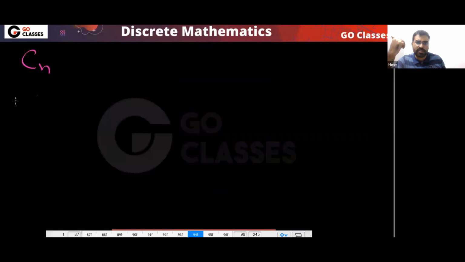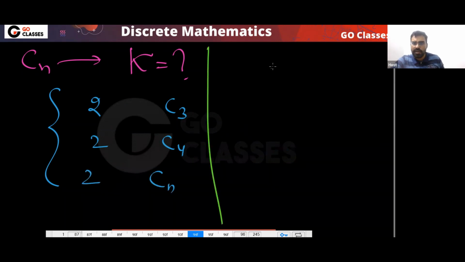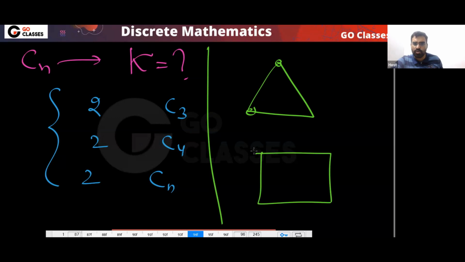For Cn, what is the kappa, the connectivity number? If you have C3, then the connectivity number is 2. If you have C4, then it is 2. So for any Cn, the connectivity number is 2. You can remove this A, B. Whatever you take, kappa is 2.